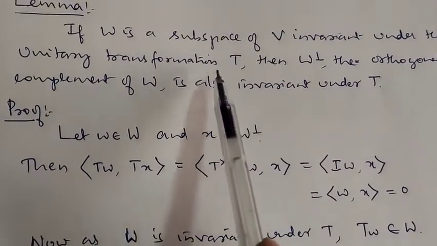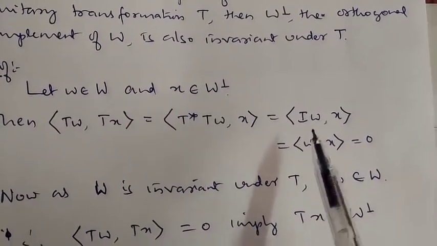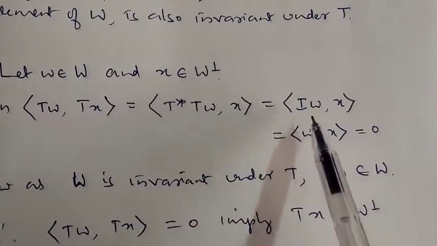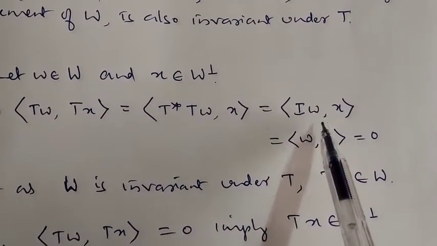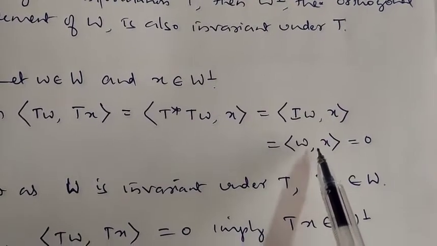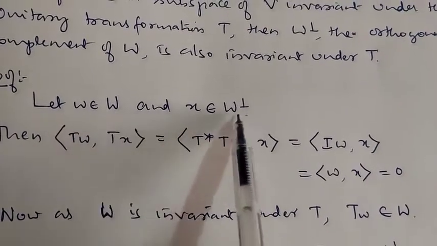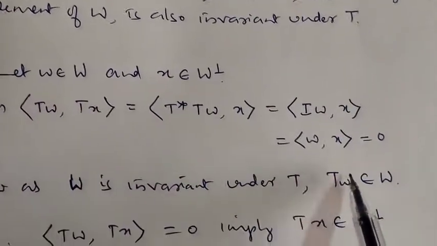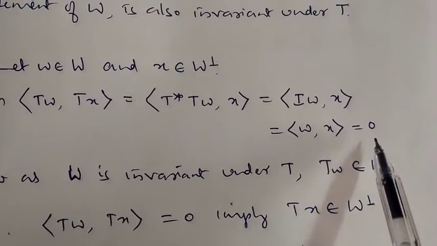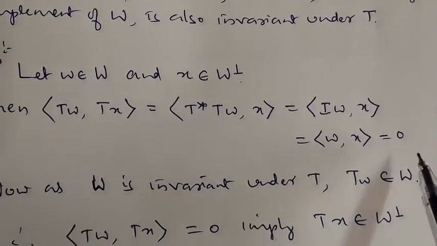Since T is assumed to be a unitary transformation, T T star or T star T is I. Therefore, it is the inner product of I(w) and x. I(w) is w itself, so it is the inner product of w and x. Because x belongs to W perp and w belongs to W, the inner product of w and x is 0. Thus, the inner product of T(w) and T(x) is 0.